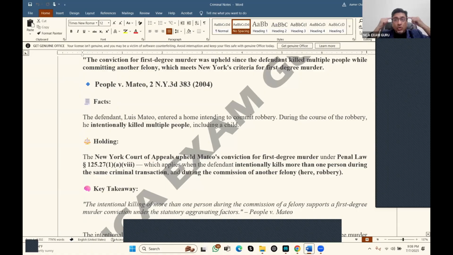This is called felony murder. In New York, it is second degree murder; other than New York, first degree. During the course of robbery, he intentionally killed multiple people, including a child.